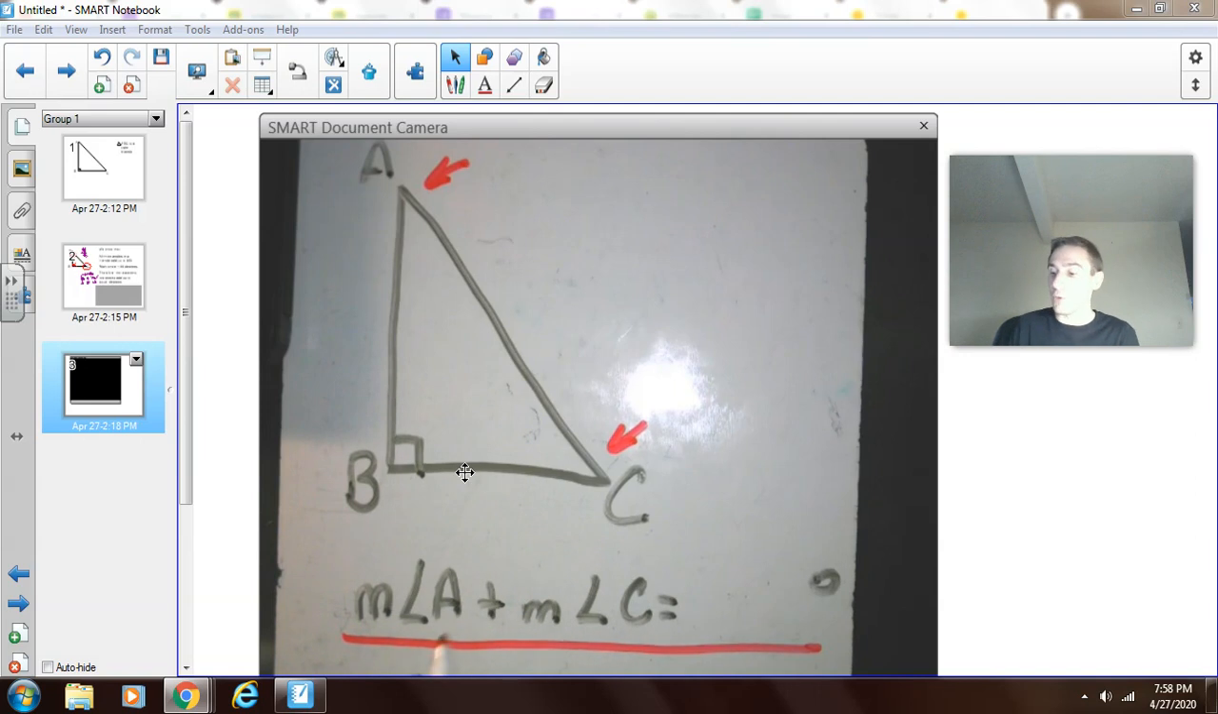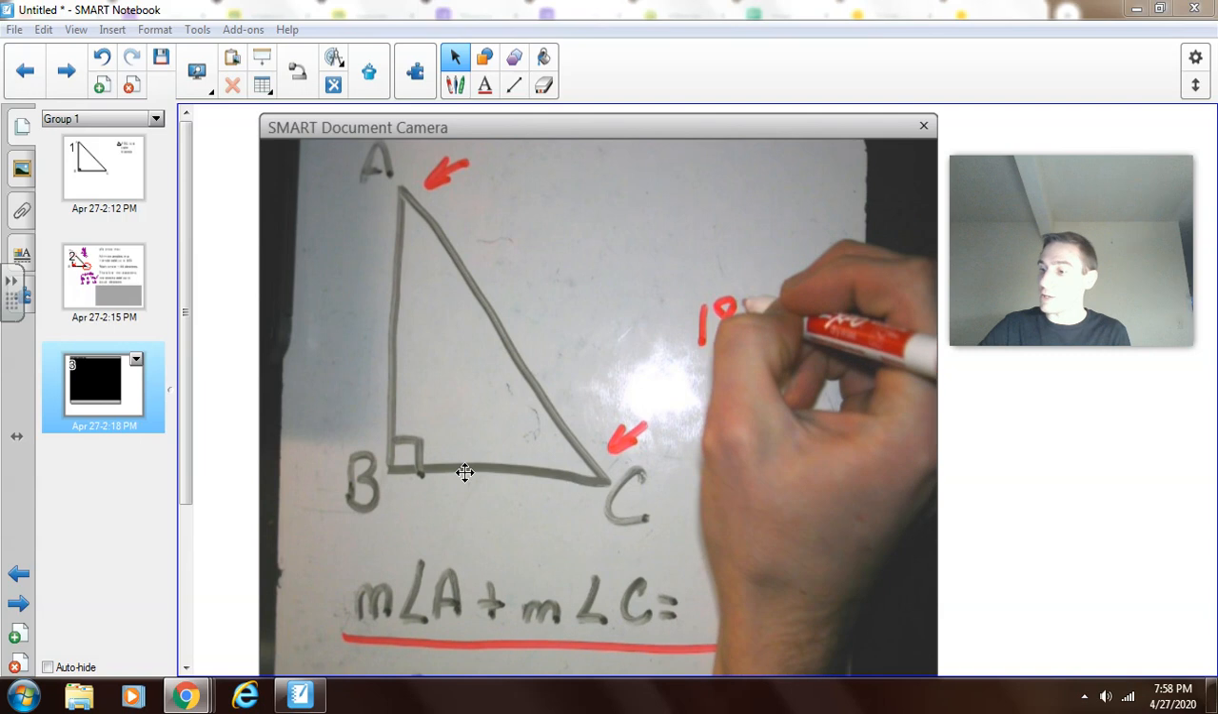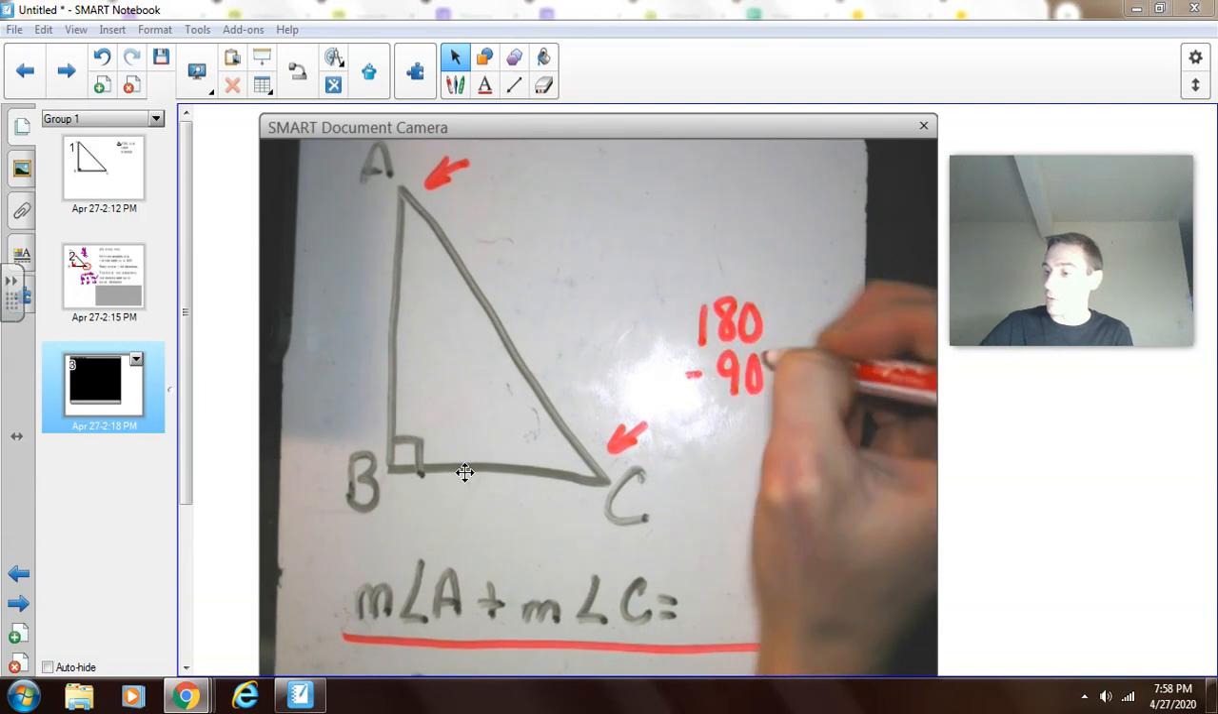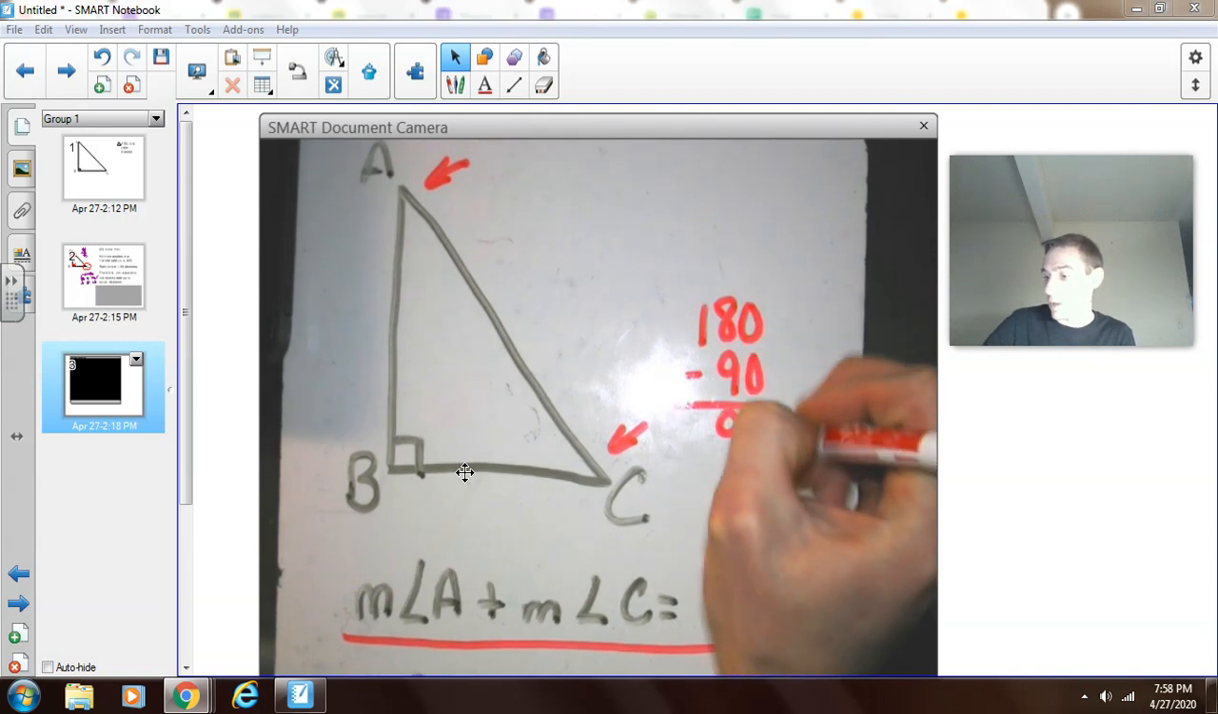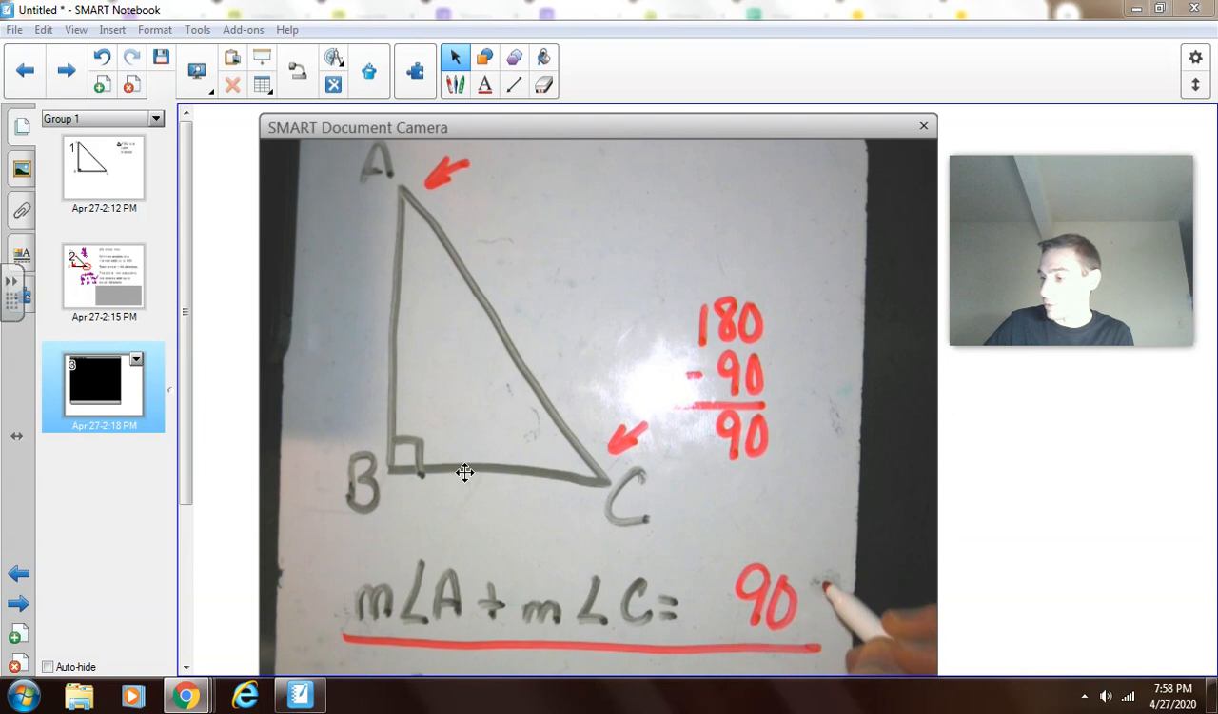What you can say, though, is that A and C together have to be the amount of degrees that are remaining. And again, that's 180 degrees in a triangle minus 90 degrees in a right angle, which equals 90 degrees.